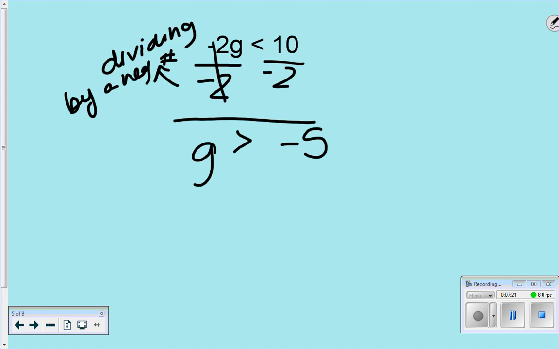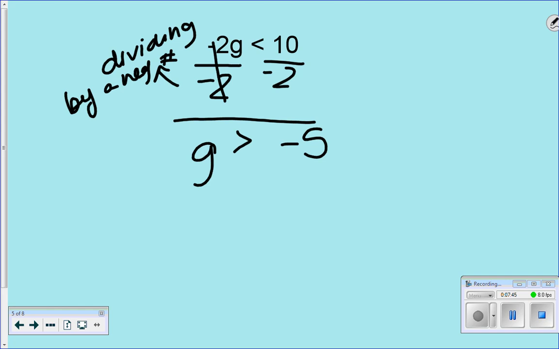so what are some things g can be? Yeah. 0, g can be 0. What else can g be? 1. Okay, if I put 1 in there, I have -2 times 1 would be -2, right? It's less than 10. What else? It could be 3. It could be -4.